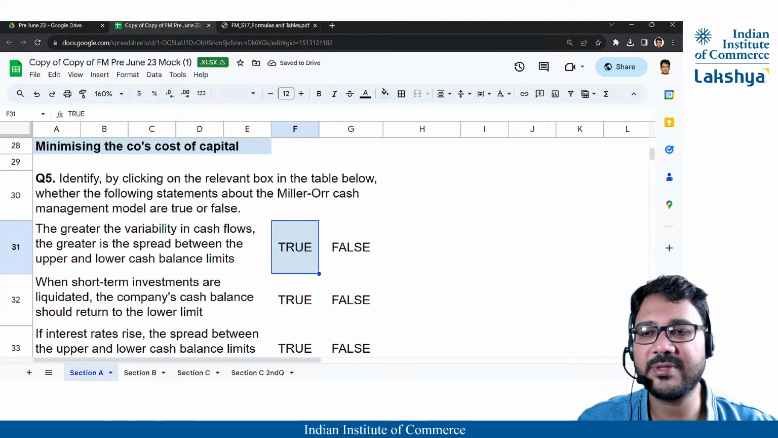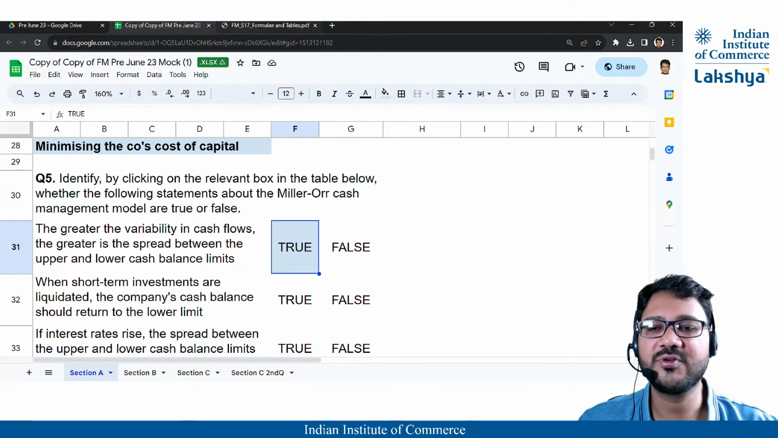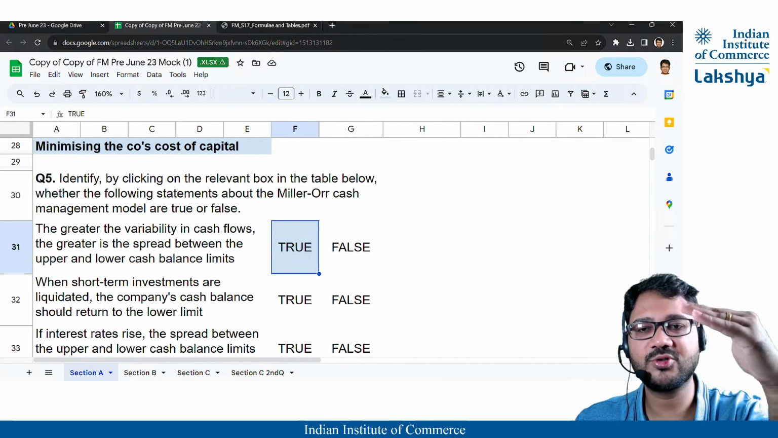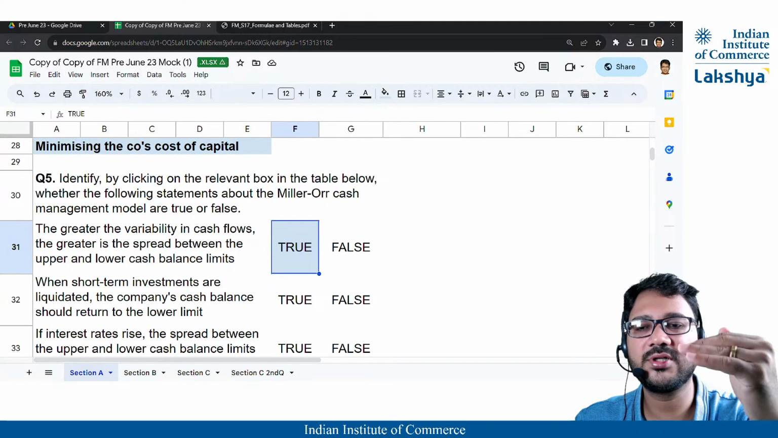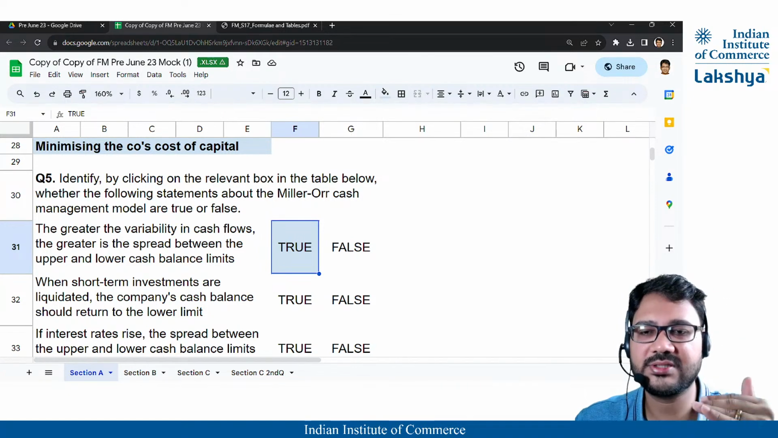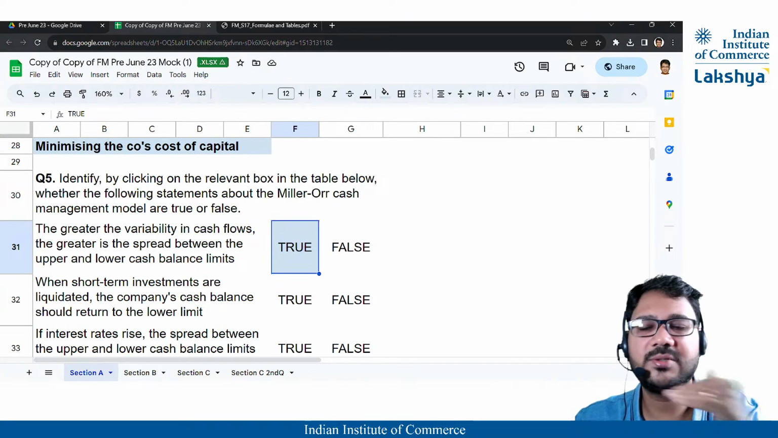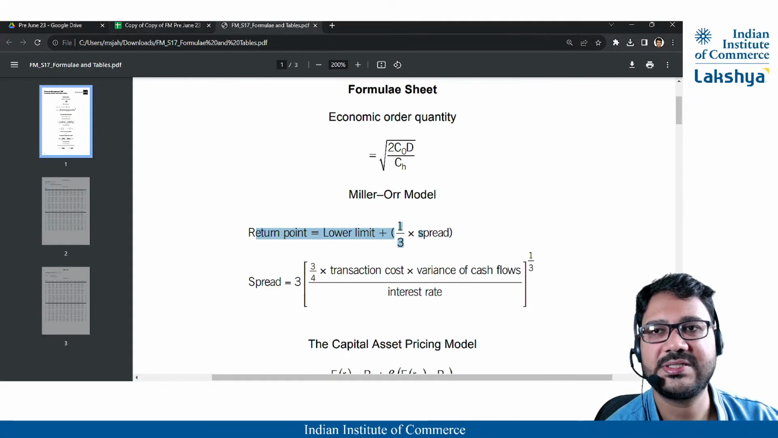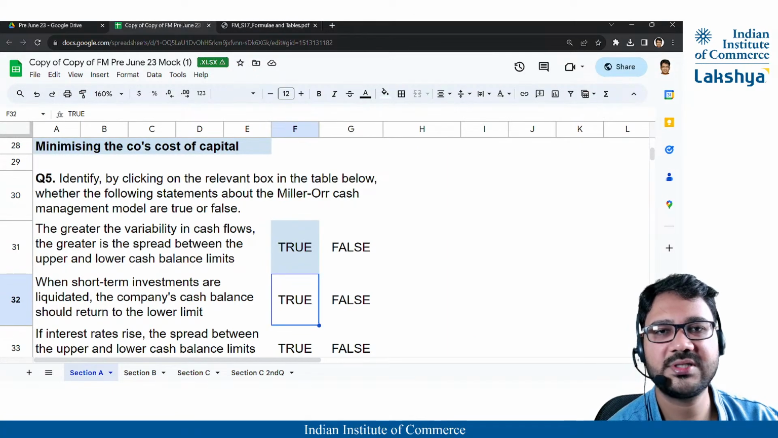When short-term investments are liquidated, the company's cash balance would return to the lower limit. Yes, if you remember in Miller-Orr, if the cash balance goes to the upper limit, certain investments are purchased, such that the cash balance comes back down to the return point. See, there's a return point, the Z. So this seems true.